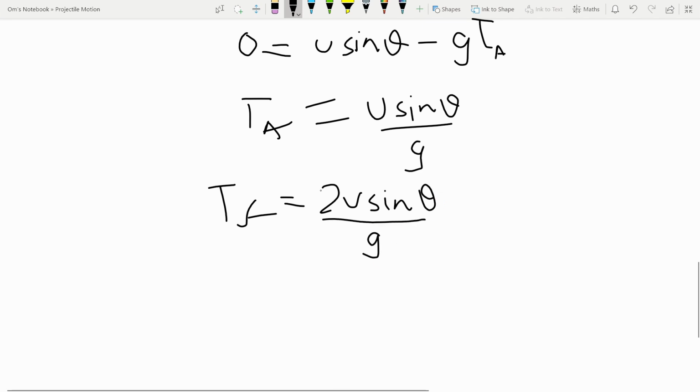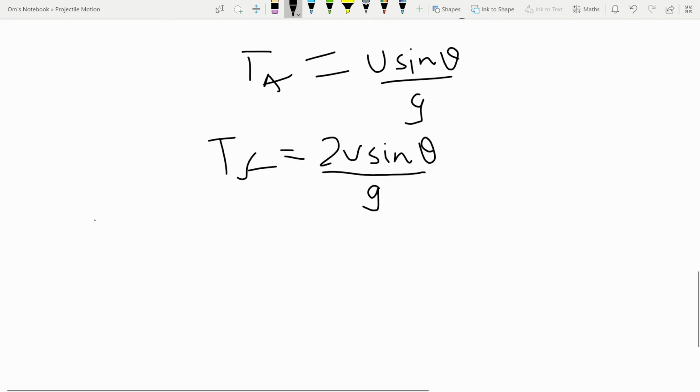So this is our expression for time of flight. You can vary the variables over here to get a sense of what it really means. If the projectile is launched at a higher angle, then it'll take a longer time to get back, and the maximum time is achieved when theta is equal to 90 degrees, that is when you launch it vertically upwards.